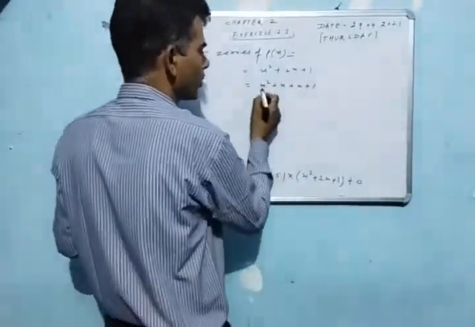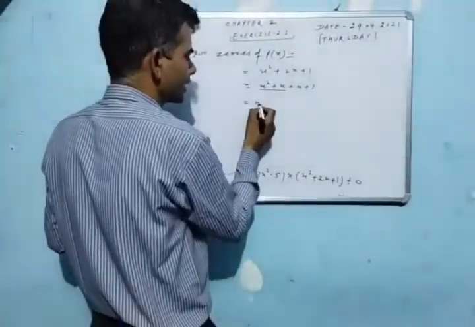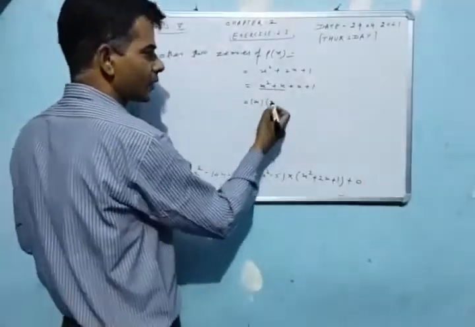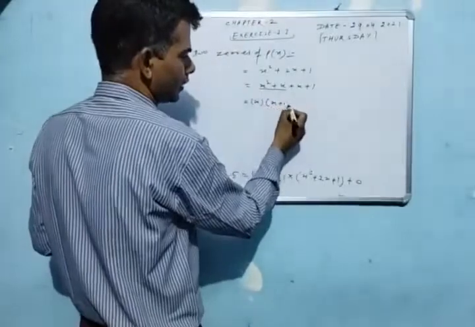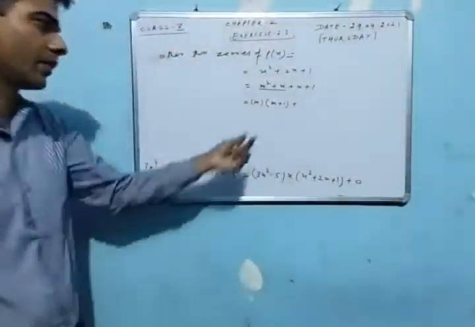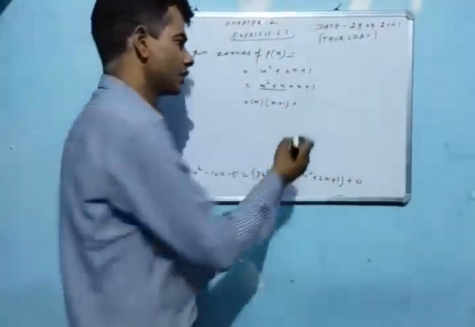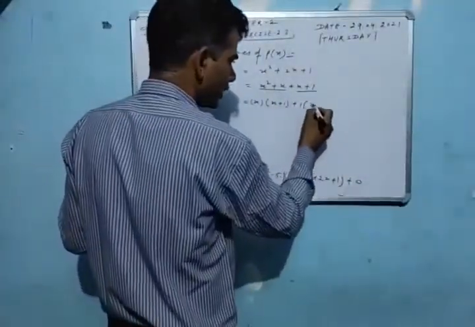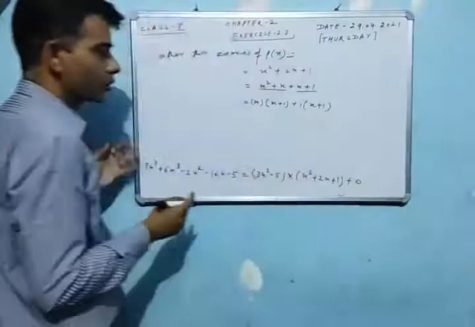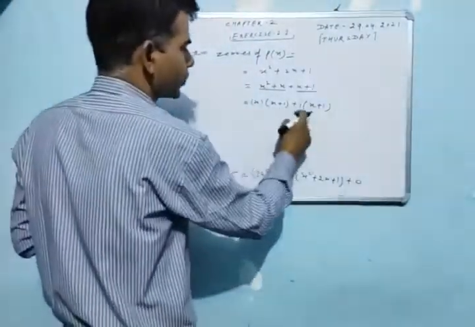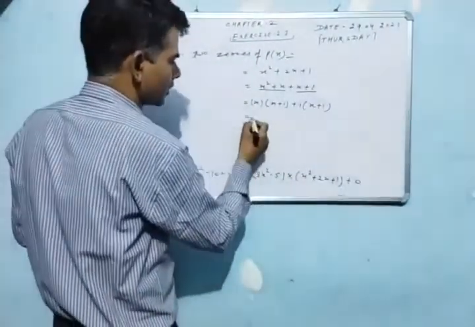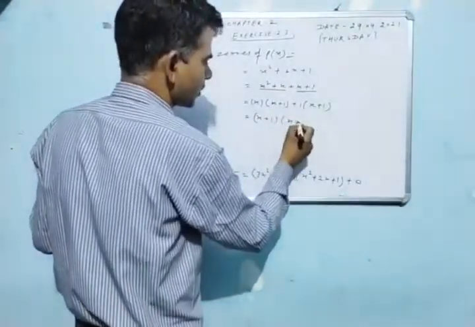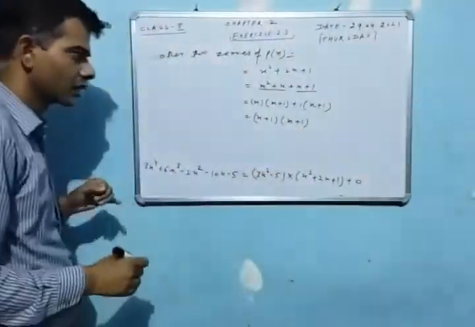Now student, what is common in the first two terms? That is x is common in the first two terms, that is x plus 1. Now what is common in the last two terms? Student, 1 is common in the last two terms. Now student, what is common in these two terms? X plus 1 is common. Now x plus 1 is left behind.